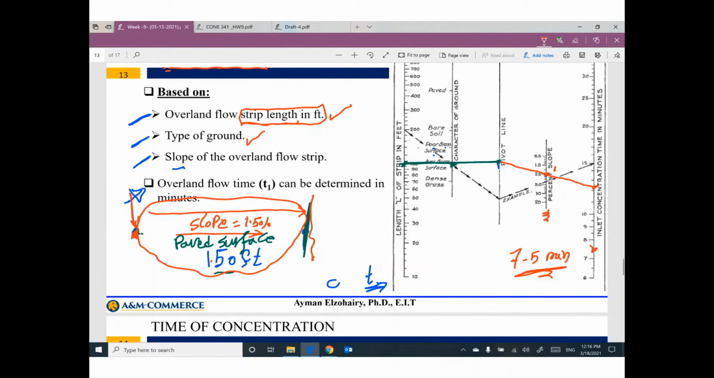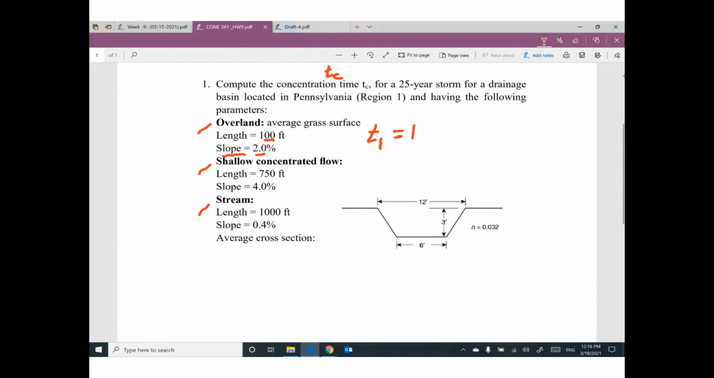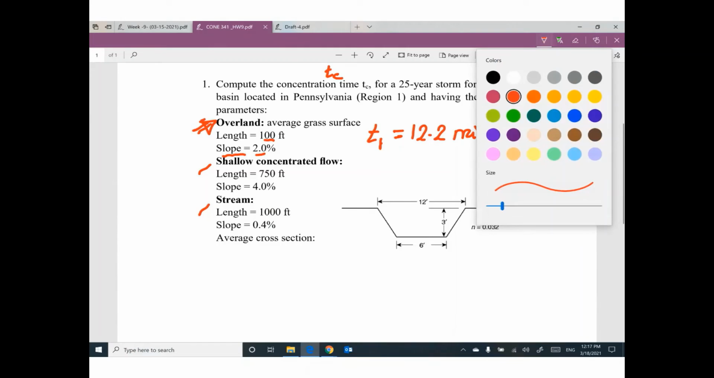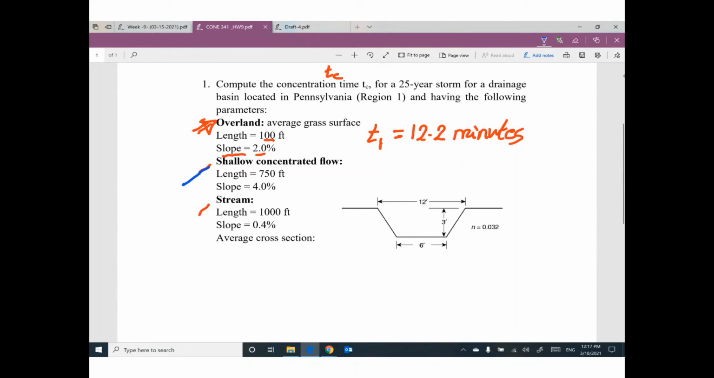How much? What is the reading? This one is 10. 11, 12, 13, 14, 15. So 11, 12, it will be 12.2. So your time will be 12.2 minutes. I am done with the first type of flow. Very easy. Very easy. The second one.